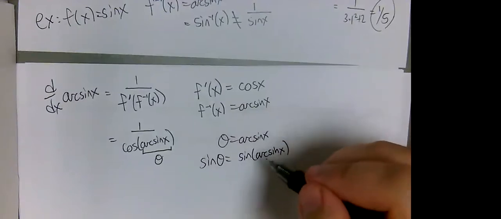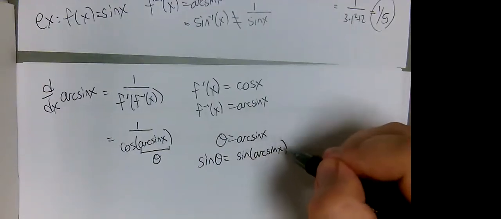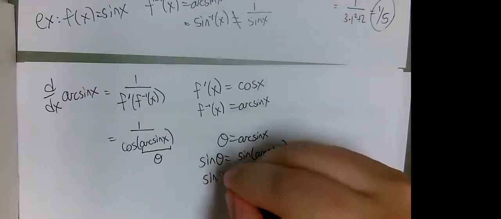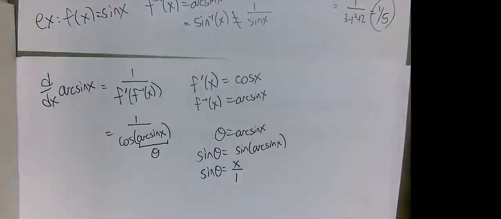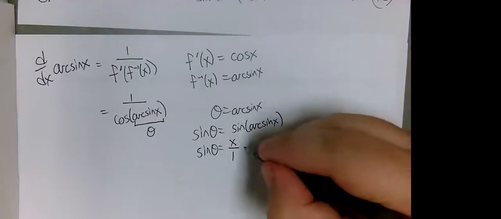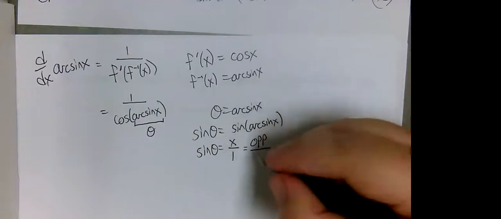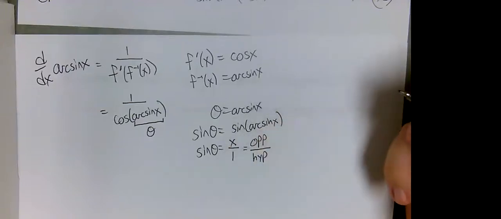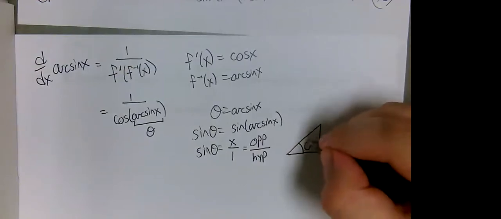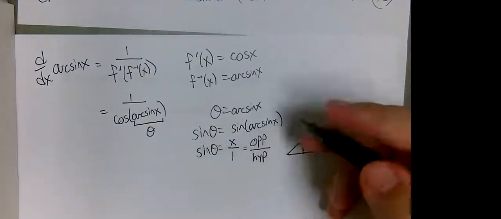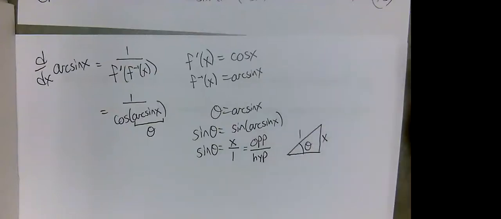Now remember what inverse functions do. If one is plugged into the other, then they cancel out and you end up with whatever the input is. This is saying that sine of theta is x. Now I'm going to do something a little strange. I'm going to write this as x over 1. Now why am I going to do this? It's because sine of theta in terms of trigonometry is the opposite side of the triangle divided by the hypotenuse. If I were to draw a right triangle with this angle theta that I'm using, then the opposite side would be proportional to x, and the hypotenuse would be proportional to 1.